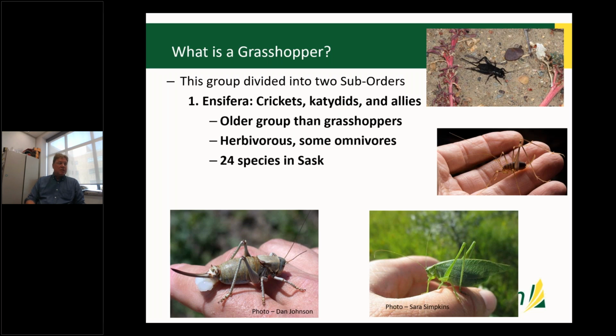There are 24 species of Ensifera in the province. For the most part, they're not economically damaging, and can actually be quite helpful for regulating grasshopper populations in some cases.